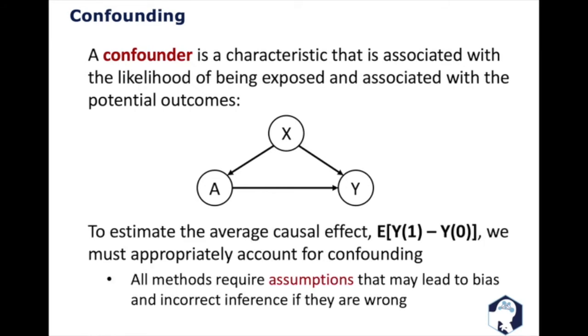So now to estimate the average causal effect, we have to appropriately account for confounding. And any method that we choose to use is going to require certain assumptions that, if they are wrong, may lead to bias and incorrect inference.